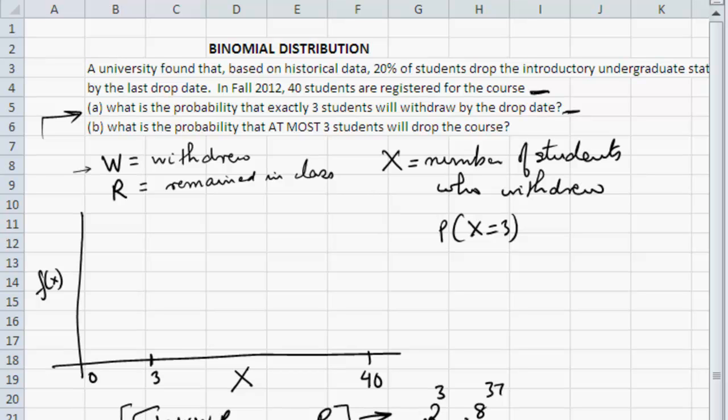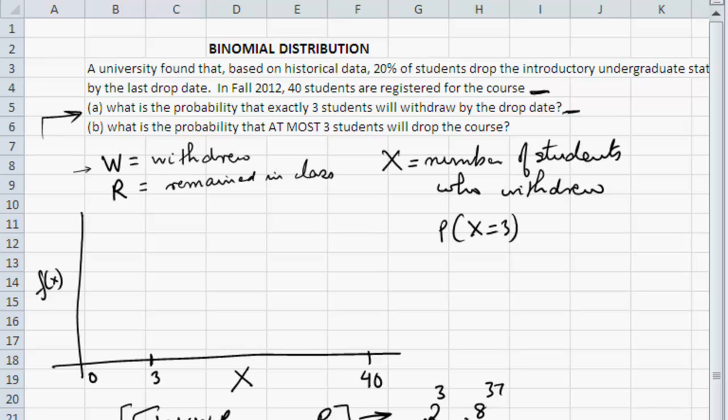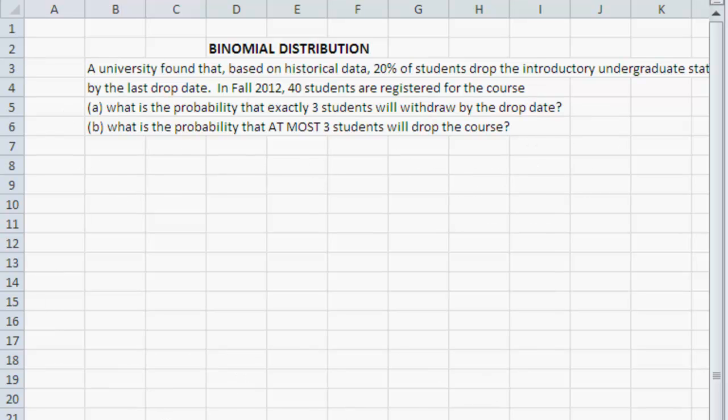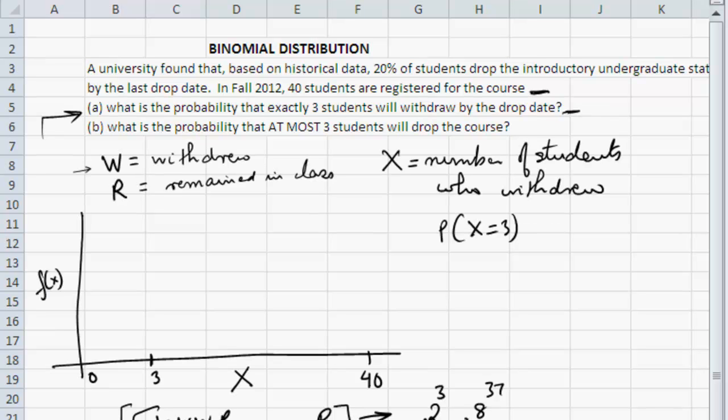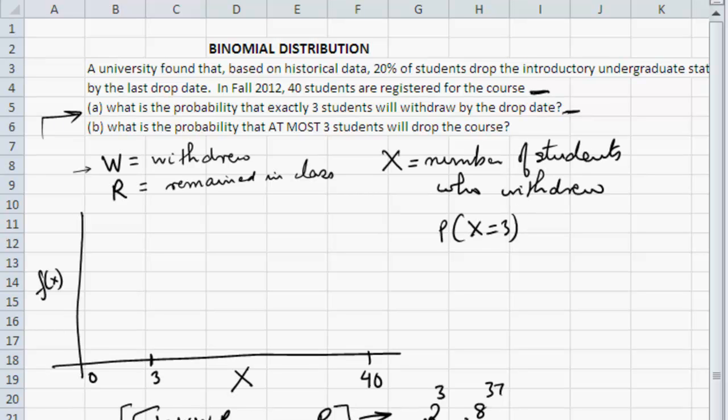Okay, so now we can piece together a complete probability. The probability of exactly 3 students withdrawing from the course is simply 40C3 times 0.2 to the 3 times 0.8 to the 37. Now if I want the height at x equal to 4, the probability of 4 students leaving, this would simply be 40C4 times 0.2 to the 4 times 0.8 to the 36. You get the picture now.